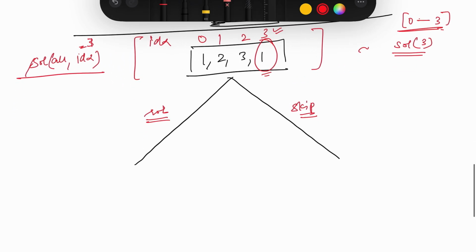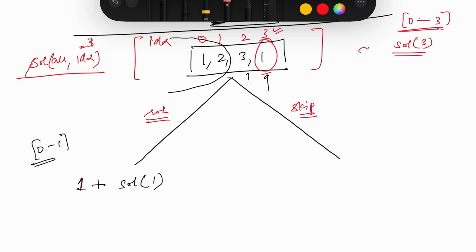If we rob this house, we will get 1 amount of money plus solution of index minus 2, because this one we have robbed, this one we cannot rob, and these houses, from 0 to 1 inclusive, we can rob.